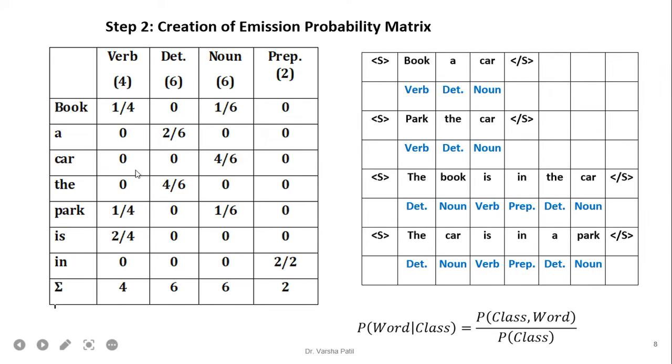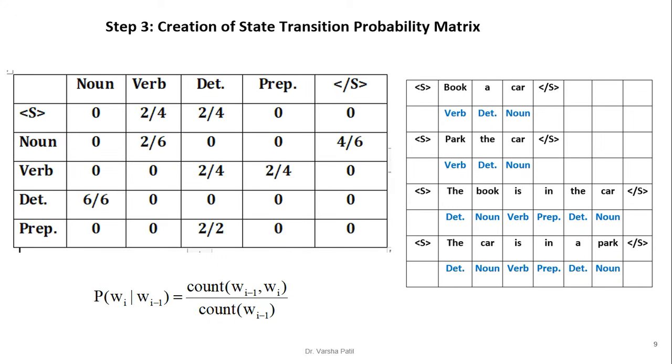For example, A occurs as a determiner 2/6. So total 6 determiners are there, out of which A comes twice. So here A is a determiner and again A is a determiner. So it is 2/6. So in this way we require to create the emission probability matrix. Next is the state transition probability matrix. That is our third step.